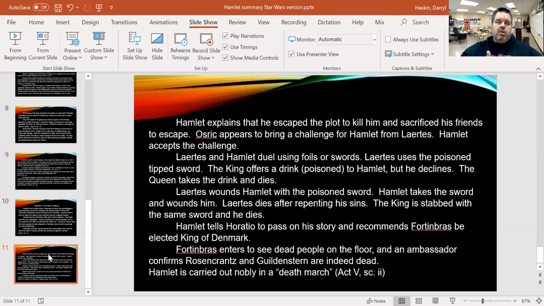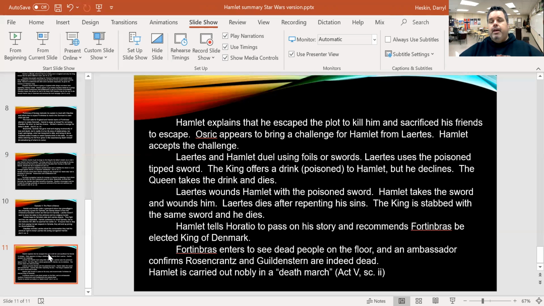So both of them are redeemed at that point. And so then Claudius is stabbed, and he's forced to drink the rest of the poison, and then Hamlet dies, but tells Horatio to tell everybody about his story, and be sure that this never happens again. And so then Hamlet says his famous line, "The rest is silence," and he dies. Fortinbras and his crew comes in. They see everybody on the floor, and he goes, "What's going on here?"